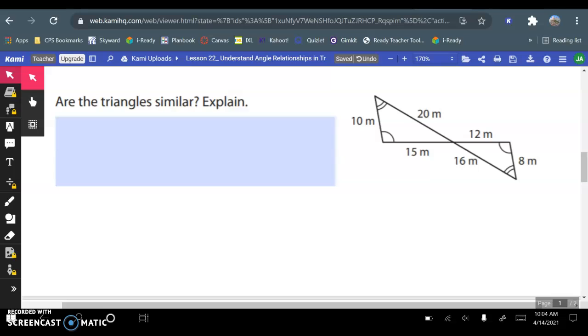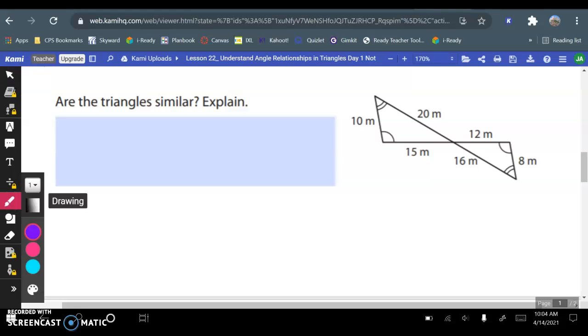And then this question says, are these triangles similar? And we need to explain. I can look at a couple of different things. Number one, this angle with one arc goes with this angle. So those are the same. This angle here with 2 arcs goes with this angle here with 2 arcs. So if I know 2 out of the 3 angles are the same or congruent, then I know my triangles are similar.